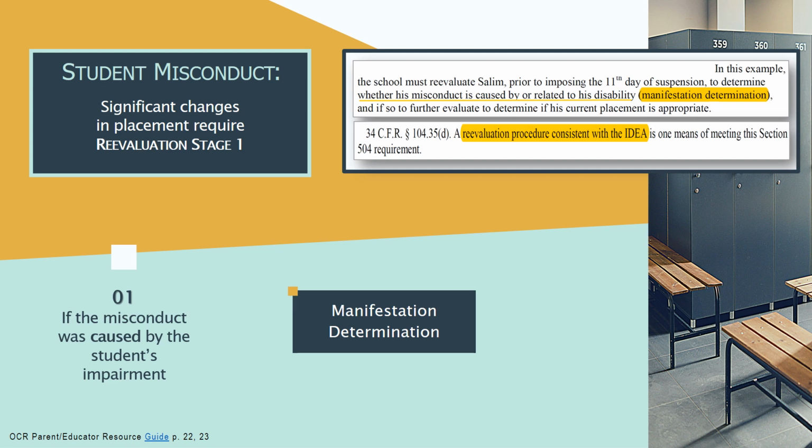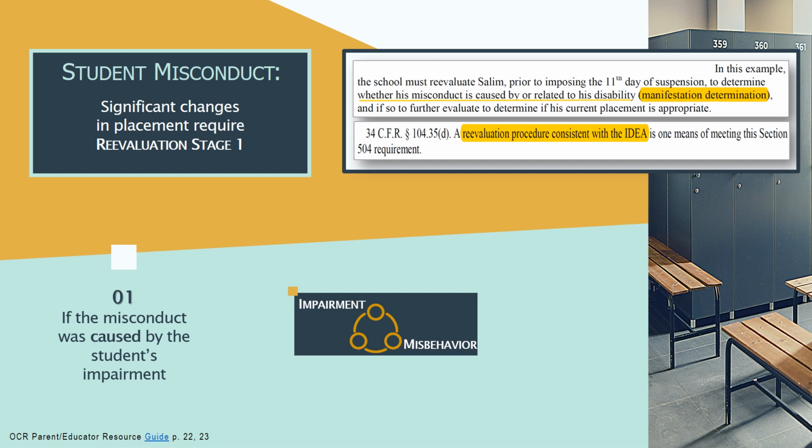The Office for Civil Rights does not have established guidelines for manifestation determination reviews, but reviews conducted in accordance with IDEA will reasonably satisfy Section 504's procedural requirements. The phrase manifestation determination means to evaluate the relationship between a student's impairment and the misconduct. The Section 504 team should consider how the impairment impacts the student.